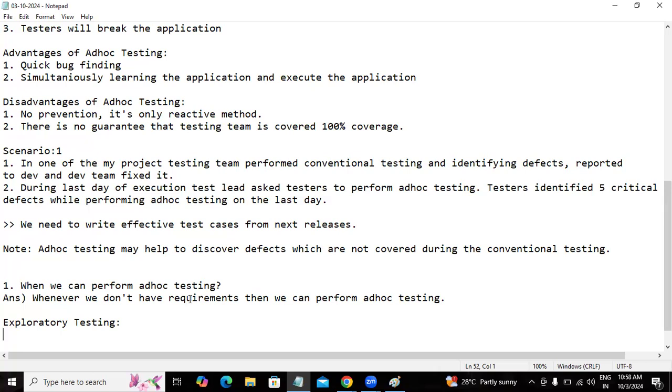So in exploratory testing also, we need to explore the application. What functionalities are there? Whenever I'm clicking on this button, where is the button redirecting me? If I'm clicking on links, where is the link redirecting? If I'm clicking on menus, what options are available? With those options, if I'm clicking on them, what fields are displaying?